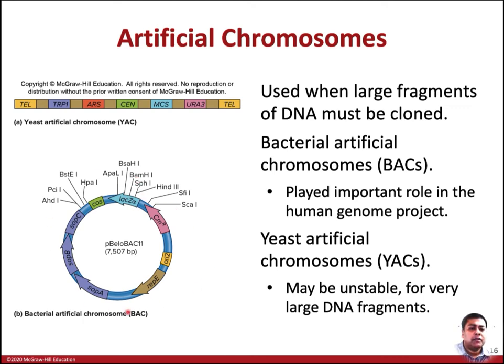So what is the advantage of the bacterial artificial chromosome? You can clone almost 300 kb of DNA into this. So 300 kb means 300,000 base pairs. So what is the advantage of that? I'm just giving a perspective of the Human Genome Project, how it was done. This is a process called shotgun cloning.